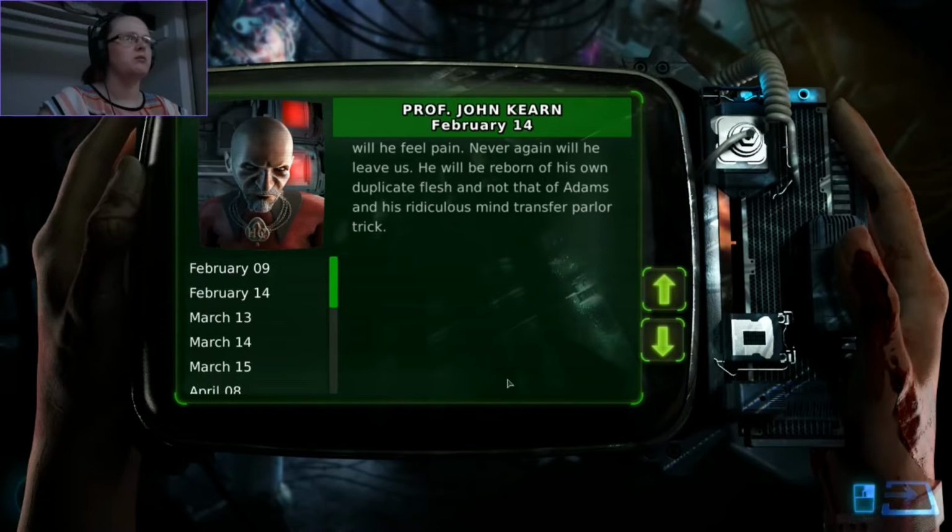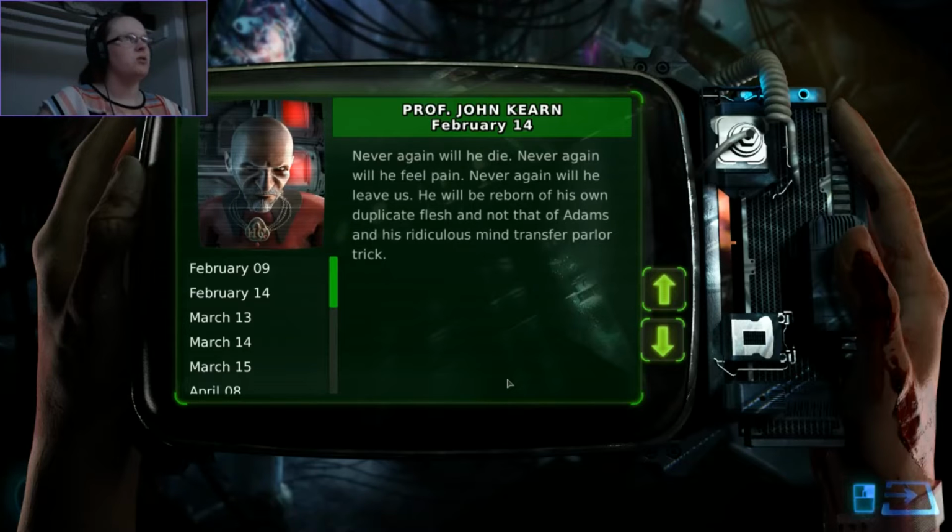Okay. Bible thumpers. February 14th. Never again will he die. Never again will he feel pain. Never again will he leave us. He will be reborn of his own duplicated flesh, and not that of Adams and his ridiculous mind transfer power trick.